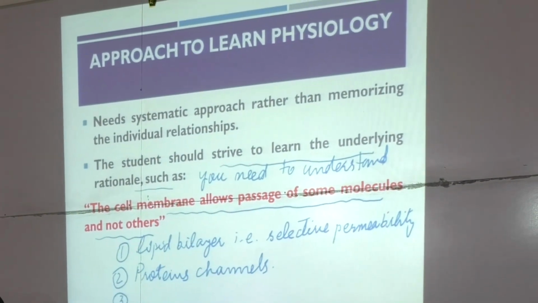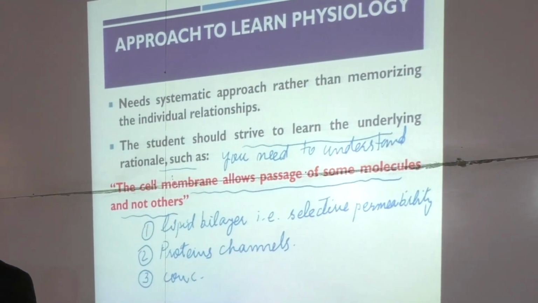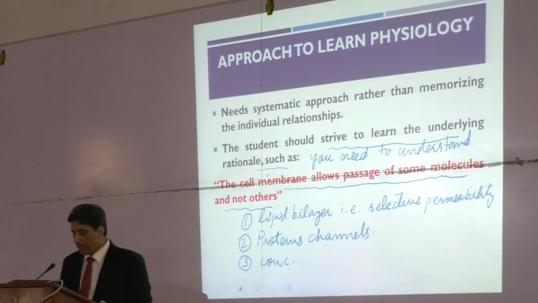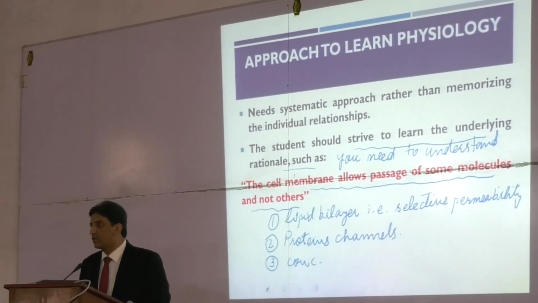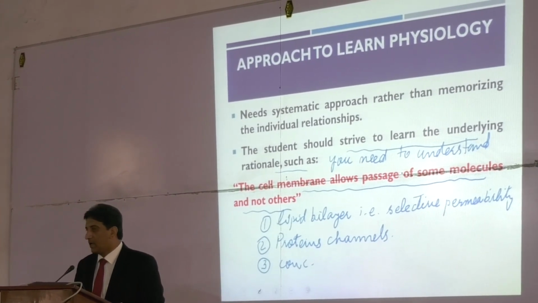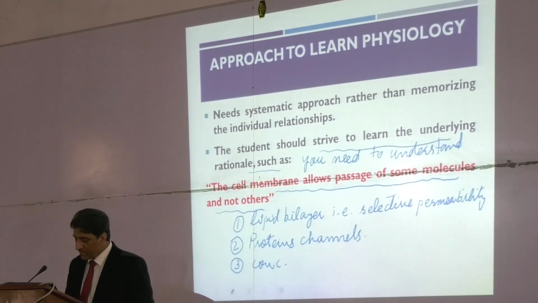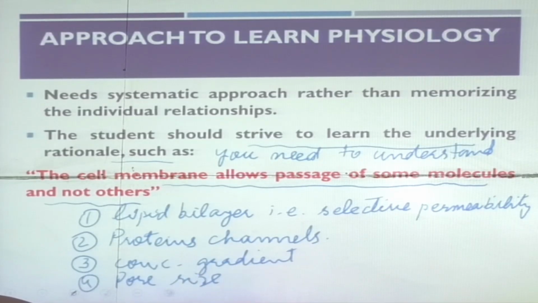So up till now we have talked about the lipid bilayer. It is present. It is selectively permeable. Then protein channels are present through which water and the molecules that are soluble in water can move. Then concentration gradient. Do you think there will be any effect of pore size? So what is that effect?